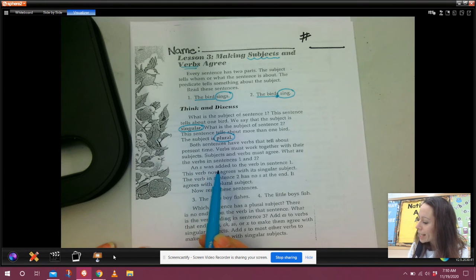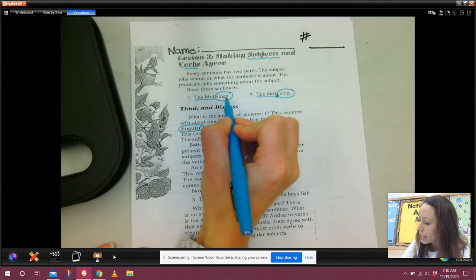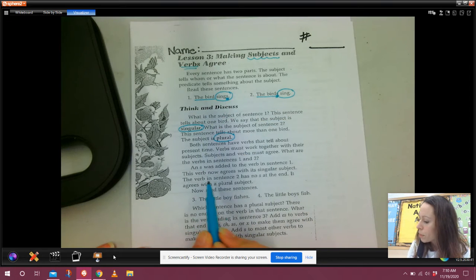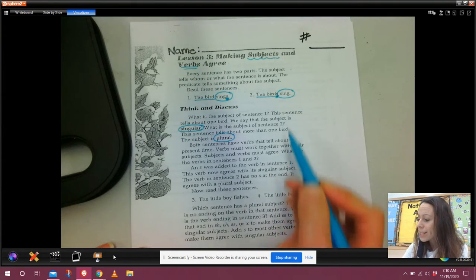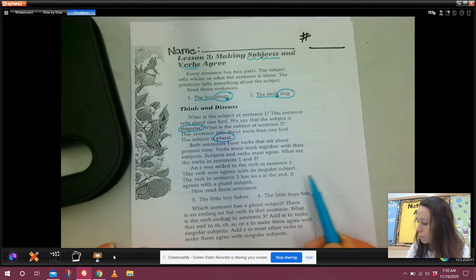An S was added to the verb in sentence 1, right here, kiddos. This verb now agrees with its singular subject. The verb in sentence 2 has no S. It doesn't have an S right there. That's because it agrees with our plural subject.